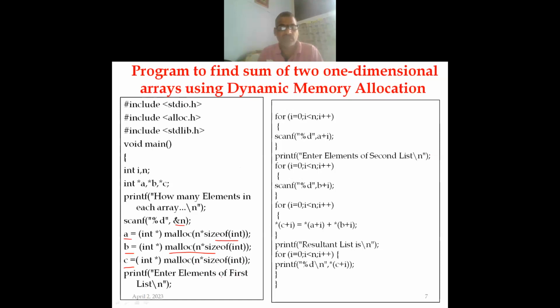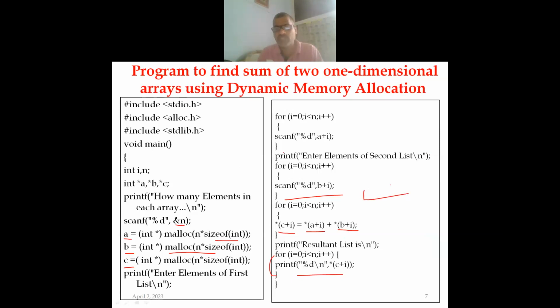So enter elements of the first list here. We are reading that. Enter the elements of the second list here. We are reading the elements into this B array. Then after that, we are storing the elements into the C array, which is nothing but the sum of two one-dimensional arrays, stored into a third array called C. So star of C plus I is equal to star of A plus I plus star of B plus I. The resultant array we are displaying by making use of this for loop.